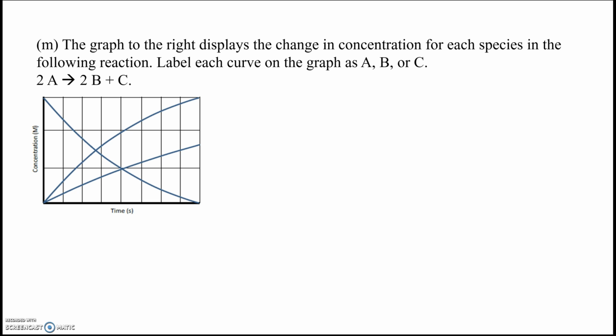2A decomposes to form 2B plus C. So when we look at that, we can see we've only got one reactant. That will be A, and that's the one that must start high and go low. Now the other two are our products. And you can see that the top one is going to be B because it's going to be twice as much at the end of the reaction as component C.